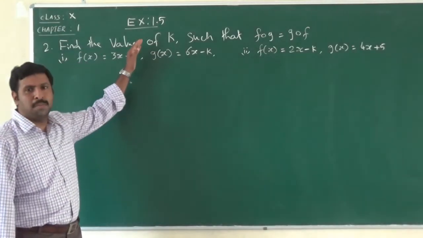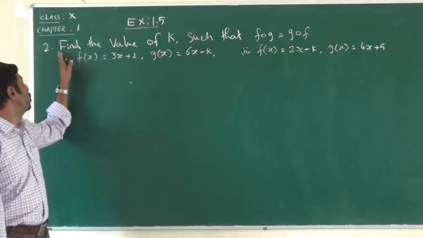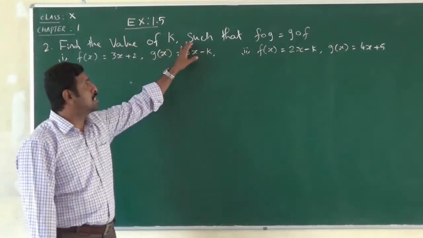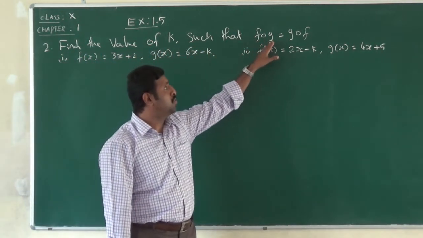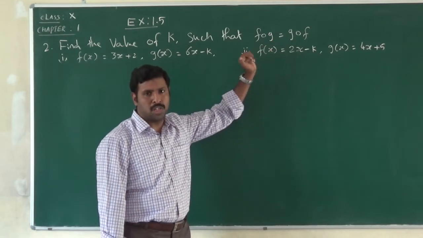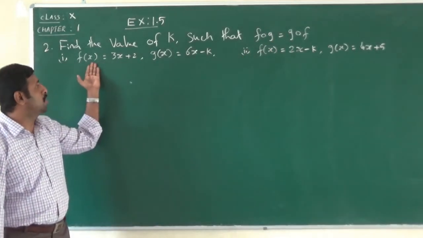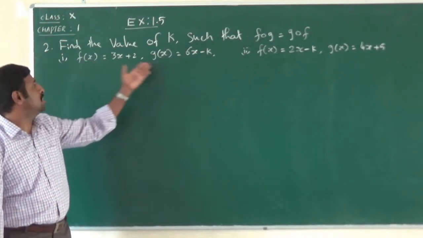Chapter 1, exercise number 1.5. Question number 2. Find the value of k such that f composition of g is equal to g composition of f. Here we have two Roman numbers. The functions f of x and g of x are given.